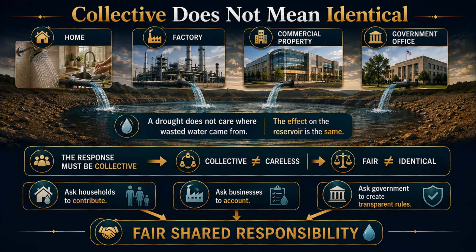But collective does not mean careless, and fair does not always mean identical. Ask households to contribute. Ask businesses to account for what they use. Ask government to create rules that are transparent enough for everyone to see that responsibility is genuinely being shared. That conclusion works because the speech has been moving towards it from the beginning. And that leads us to the mistakes you should avoid.